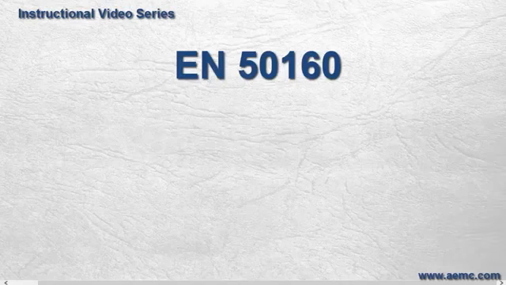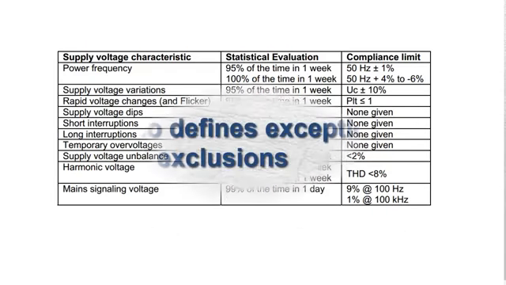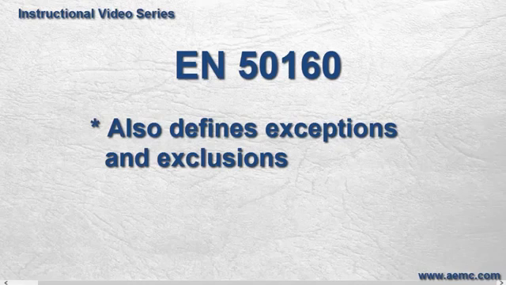EN 50160 defines a set of specifications and allowable tolerances for characteristics including frequency, slow voltage variations, rapid voltage changes, harmonic distortion, unbalance, and other conditions. These variables are set forth in the EN 50160 standard, which can be viewed and downloaded from a number of online sources. Note that in addition to these specifications, EN 50160 also defines a number of allowable exceptions and exclusions, in acknowledgement of the fact that current technology makes it infeasible to completely prevent all possible types of electrical disturbances from affecting the distribution network.